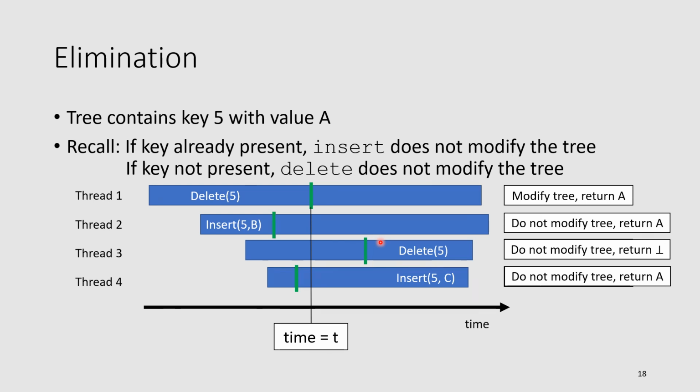Similarly, if thread 1 was performing a successful insert, we could linearize all deletes of the same key before thread 1, making them have no effect, and keep all inserts after thread 1's insert.